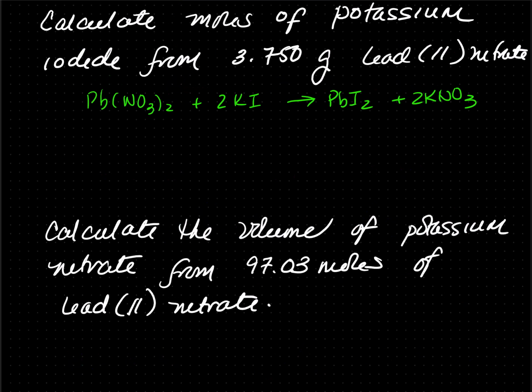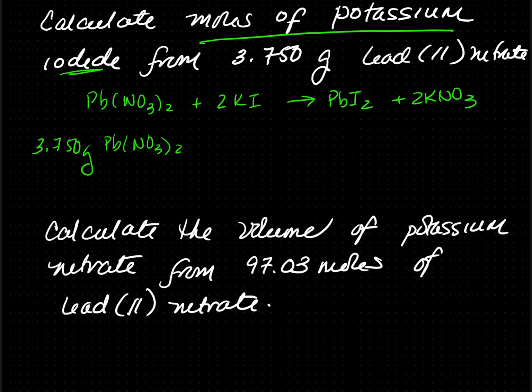Again, we need to write a correct balanced equation, which we already did. And we're going to start with what's given. What's given is 3.750 grams of lead nitrate. What are we looking for? We're looking for potassium iodide.